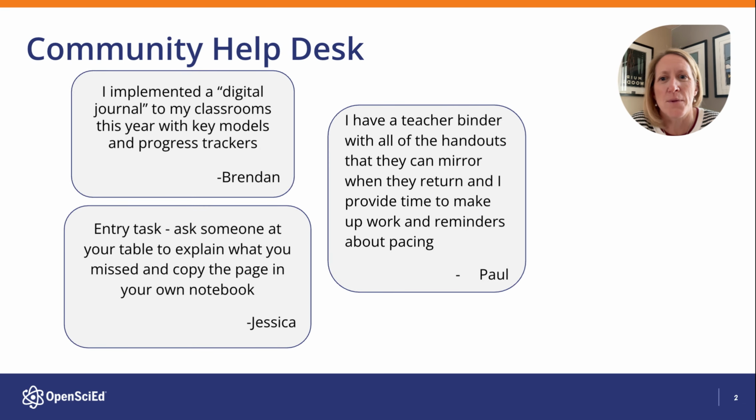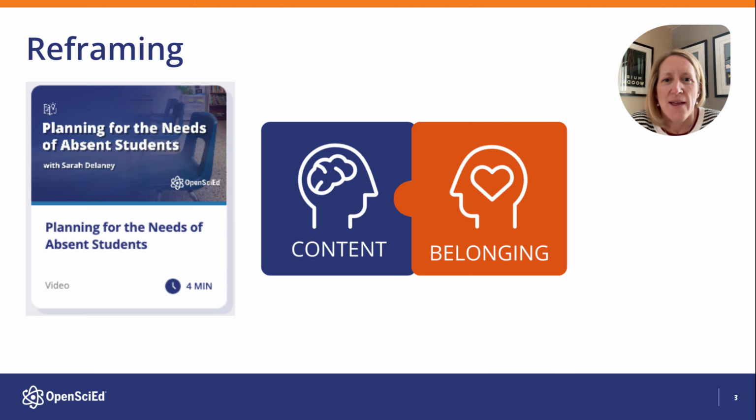Brendan talked about implementing a digital journal that has key models and progress trackers. Jessica has an entry task where someone at the table explains what they missed and helps them get their notebook set up. Paul talked about his teacher binder with all the handouts that they can mirror when they return. That discussion helped us see that we had some really great solutions and ideas and also some real challenges.